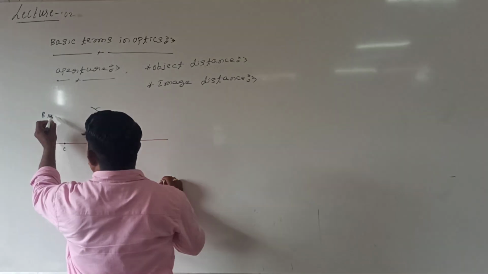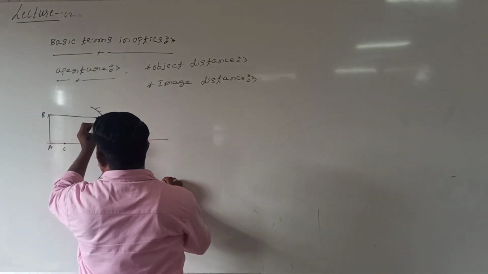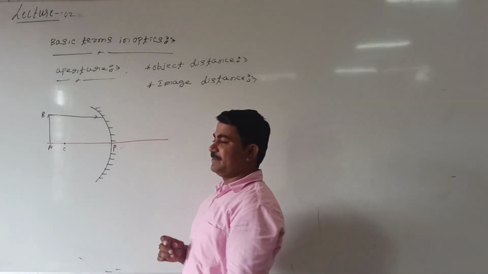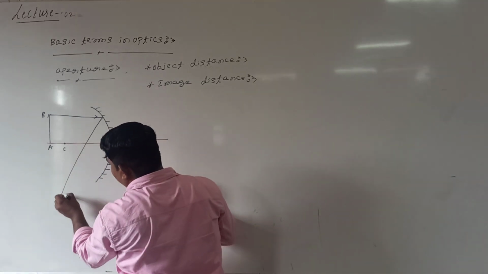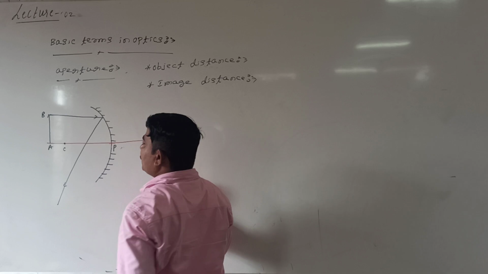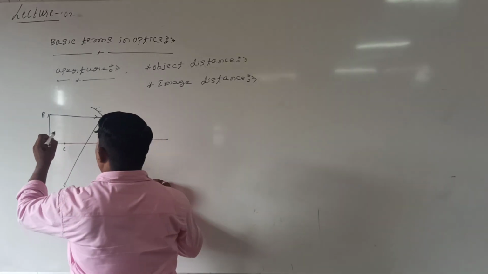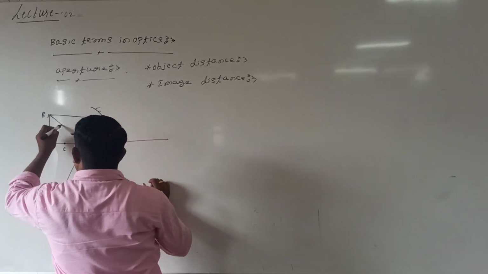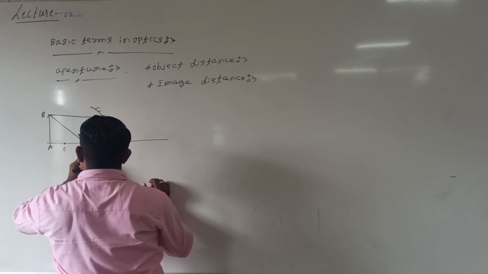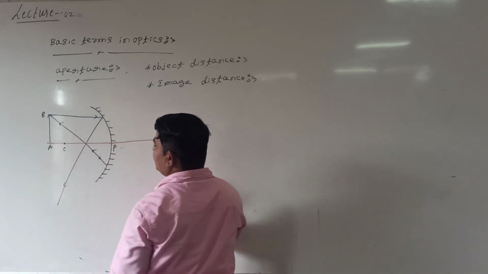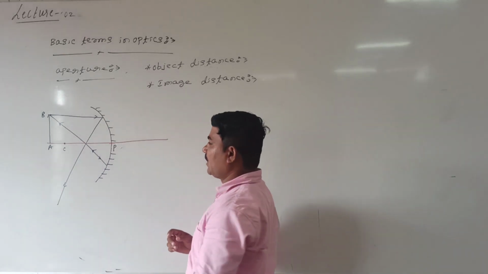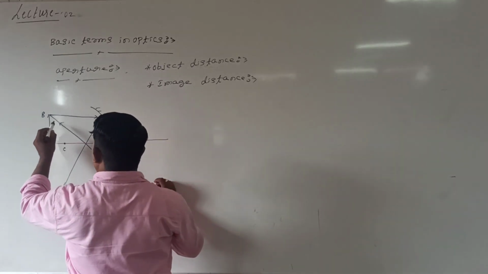Now let us take one ray of light, incident at this point. After incidence, the ray of light is going like this, reflected like this. Let us take one more ray of light, incident at this point and reflected back. Remember this point.